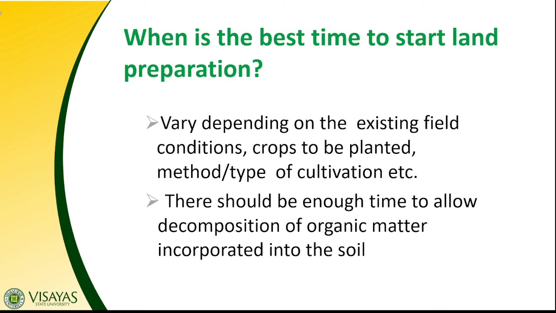And then another is that there should be enough time to allow decomposition of organic matter to be incorporated into the soil. That's why it's usually alternate plowing and harrowing, one week apart. This will allow the decomposition of organic matter and its incorporation into the soil to become a source of nutrients for the crops to be planted there.